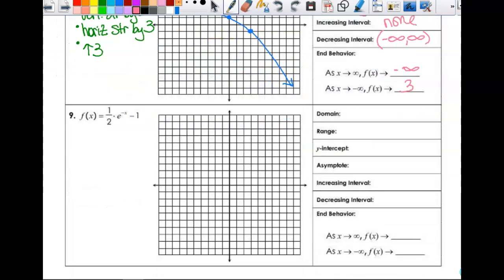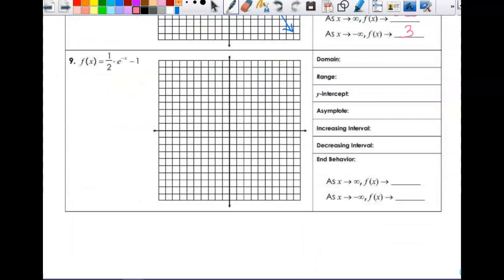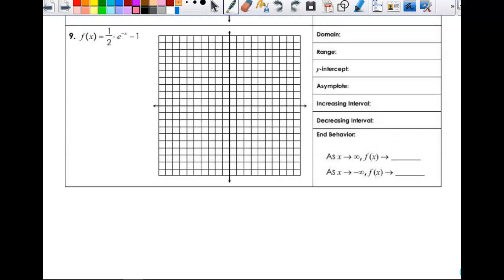So the next one has e. So I need my estimations, right? Basic, broad estimations. But I'm first going to do my parent function. So f of x equals e to the x, and that is increasing. How many transformations do I have? 3. So I have that 1/2 means that's a what? Vertical compression by 1/2, because y doesn't lie.